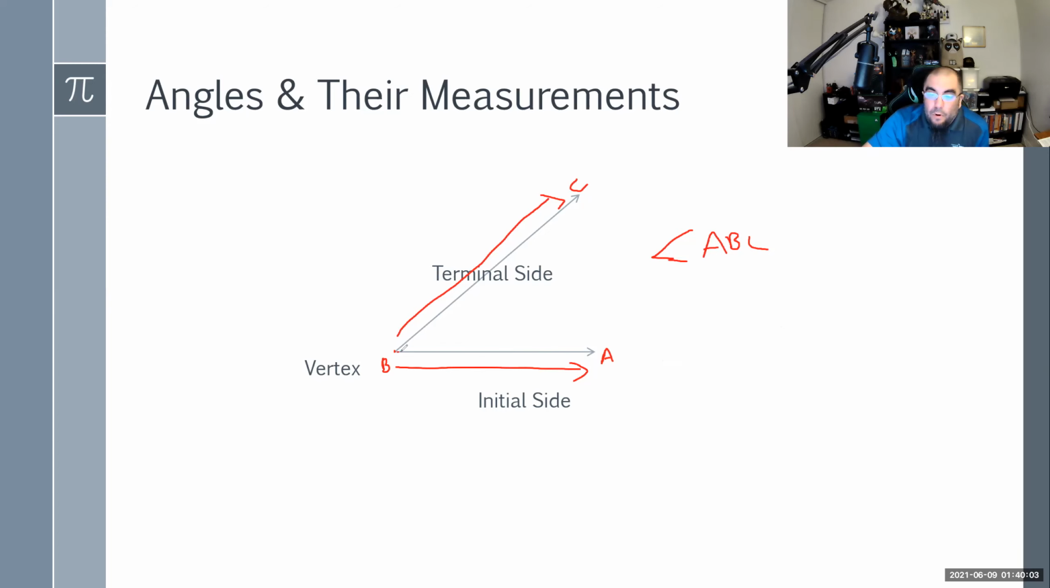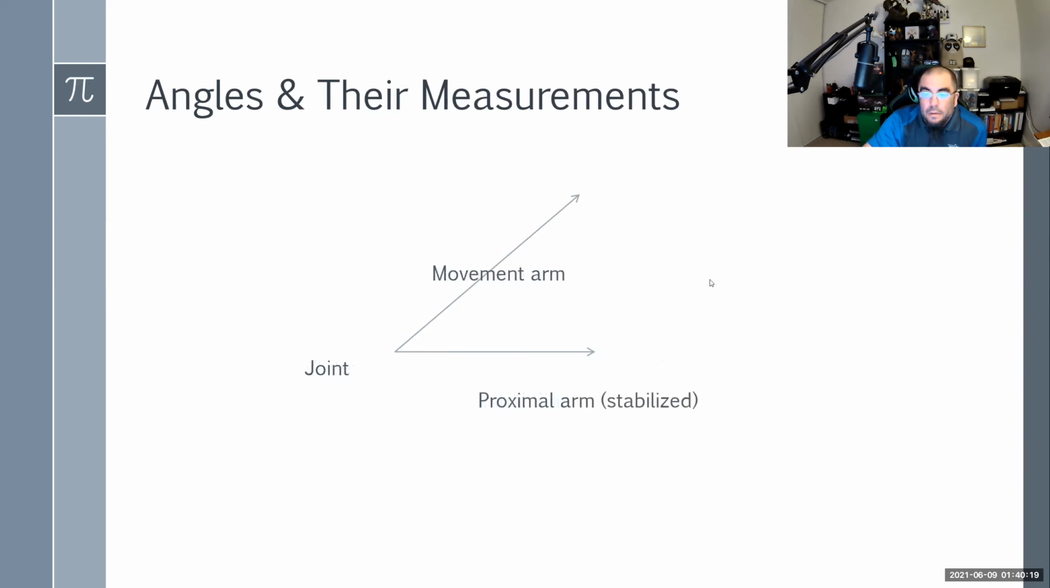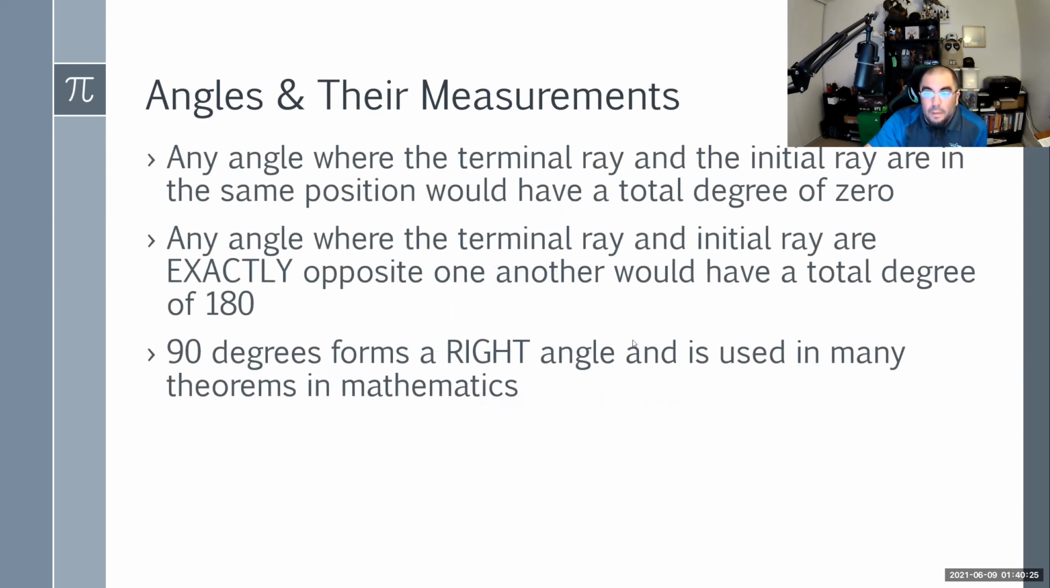In physical therapy, we're going to talk about this. This initial side is going to be our fixed side. This terminal side is going to be our moving side. And this vertex is going to be some bony landmark that we use as a vertex. So it's just like I said, we have a proximal arm, the stabilized arm, we have the joint itself, and then we have the movement arm.